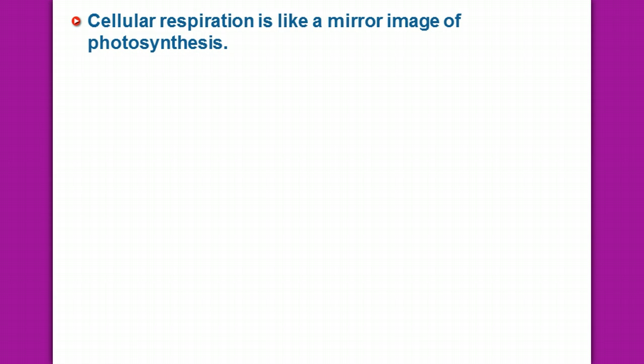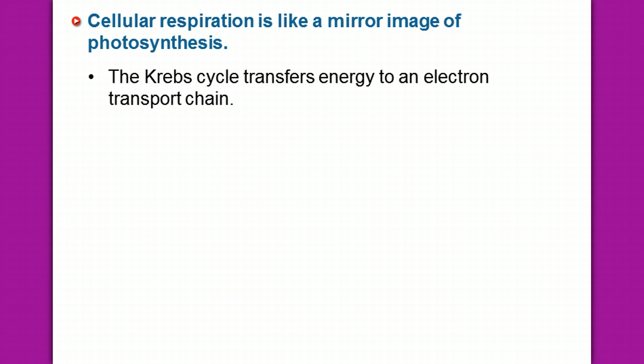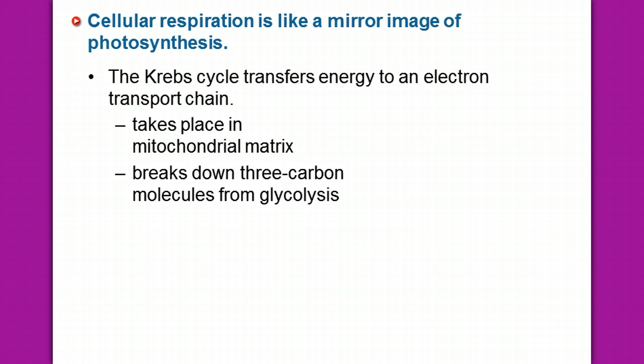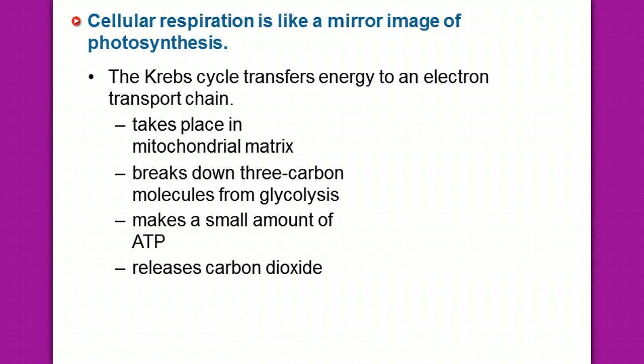Just remember, cellular respiration is like a mirror image of photosynthesis. The Krebs cycle transfers energy to an electron transport chain. Kind of sounds just like photosynthesis already. This takes place in the mitochondrial matrix, and that breaks down the 3-carbon molecules from glycolysis. It doesn't actually break down the original glucose molecule. It does make a small amount of ATP. Not very much though, not very significant. And this is where carbon dioxide is released.